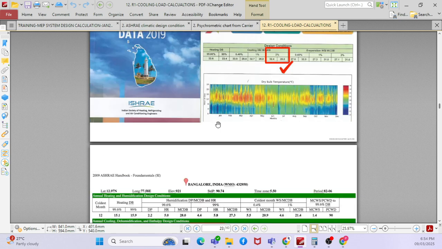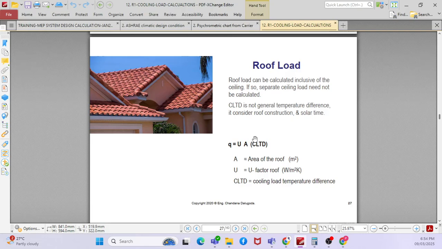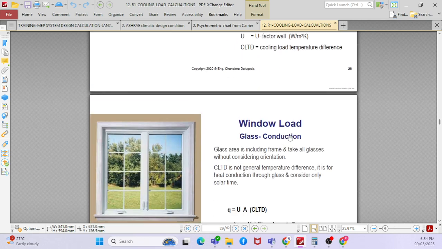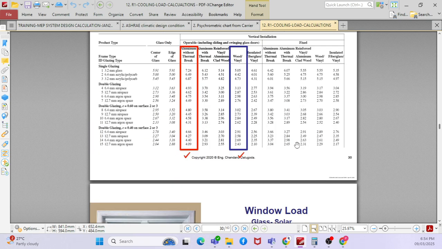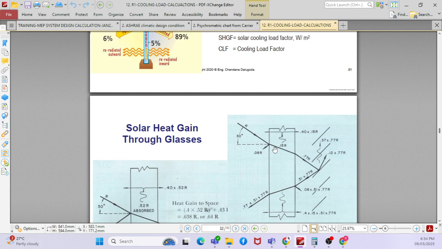If you go further down, how to calculate the heat for the roof, there is an equation, the same equation, Q equals m Cp delta T, but in a different form. And if you go further down, there is a wall load, window load. So there are different loads. I request you to go through this document, get some idea, then we will discuss further so that you will have a strong foundation.